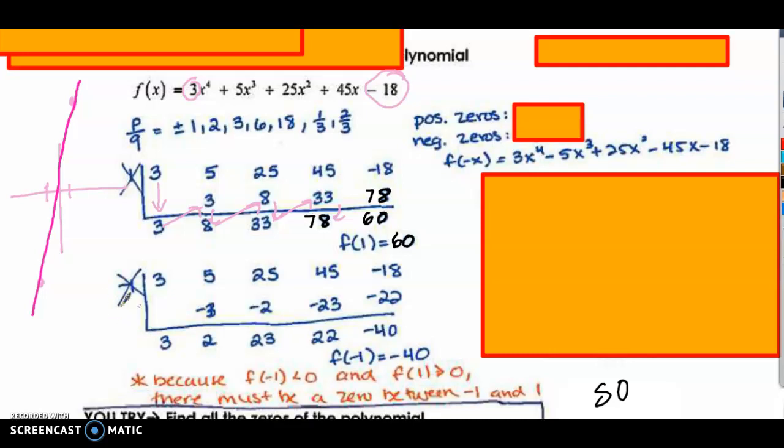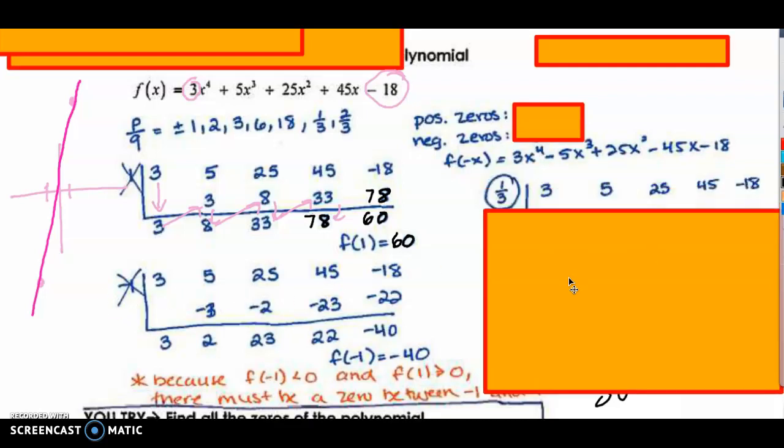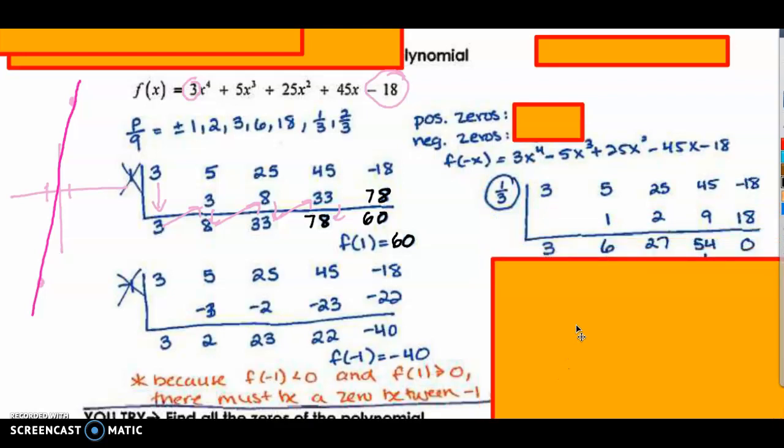So then I chose 1/3. And it went in evenly. That's always nice when you get your first one. Don't erase any of this work, by the way. If it doesn't work, just cross it off and move on.